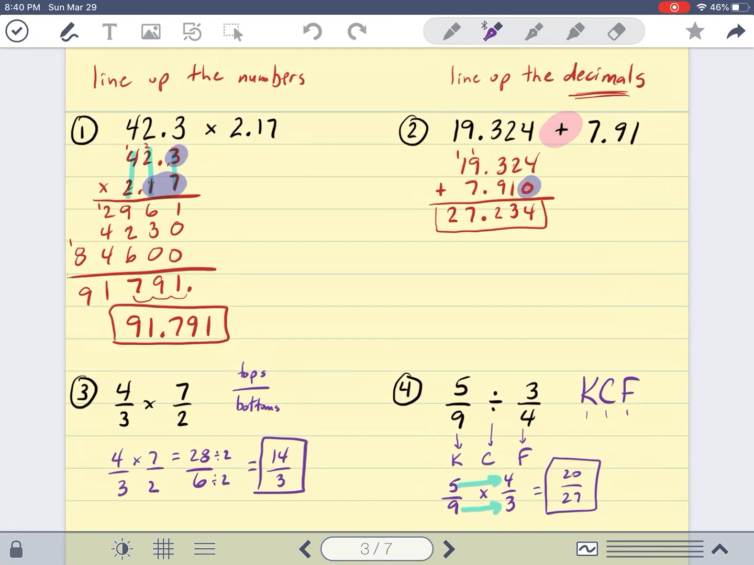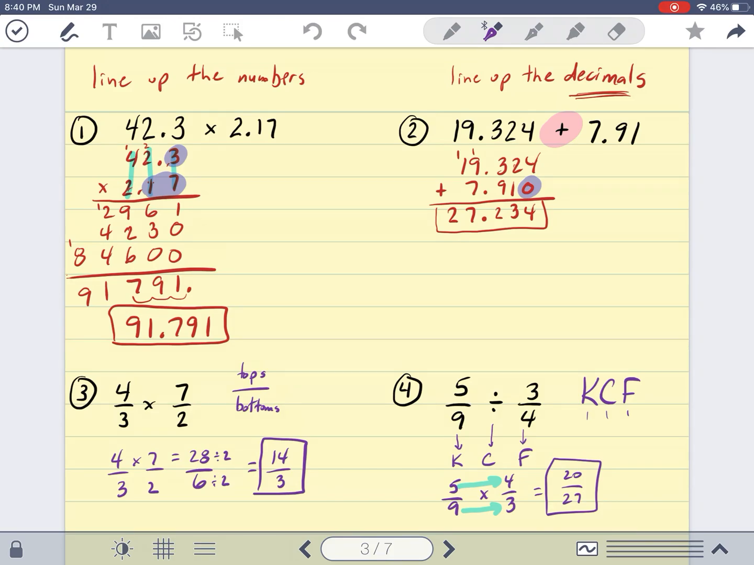All right, so there are 4 problems. Okay, let me give you an opportunity to take a look. If you need a screenshot of them, you may.